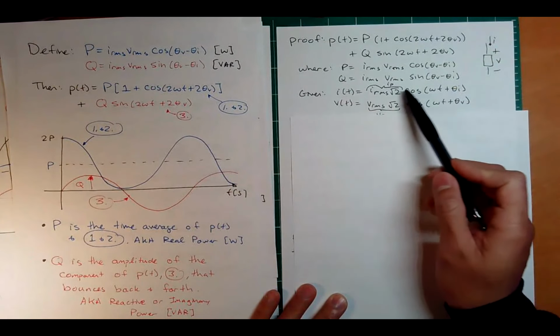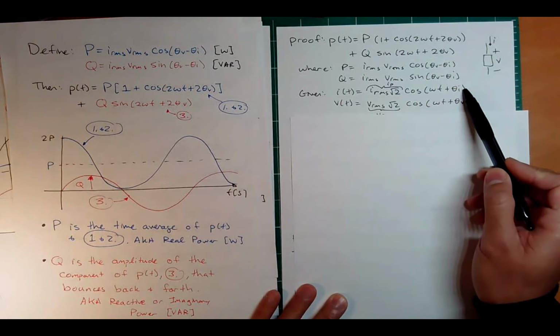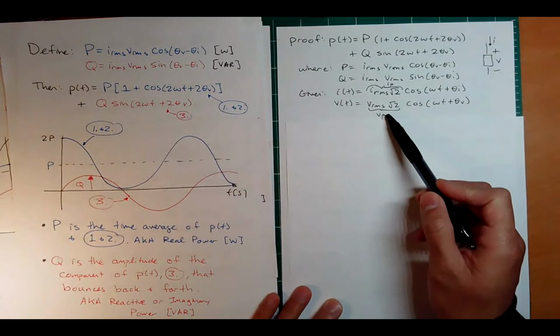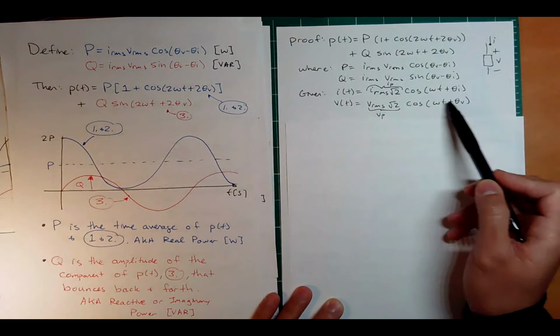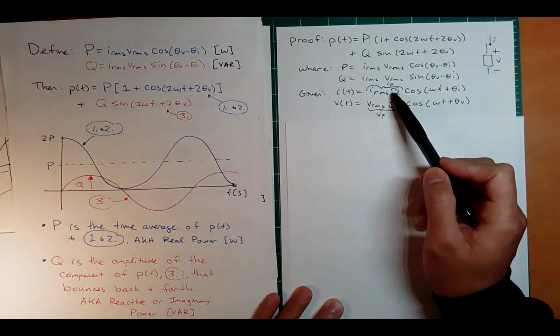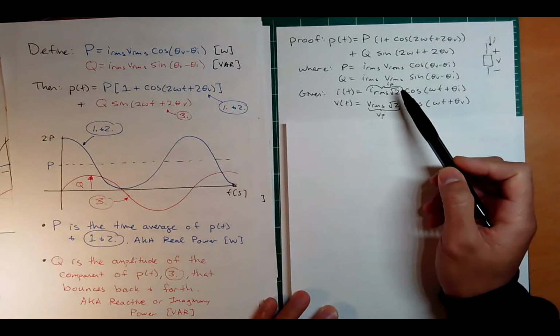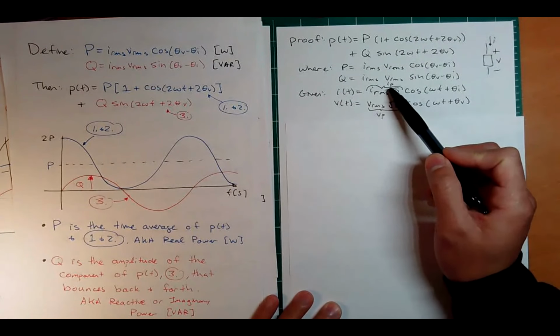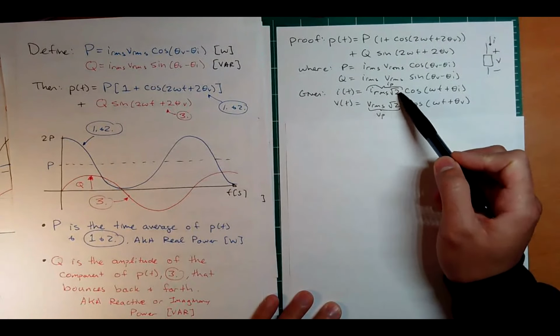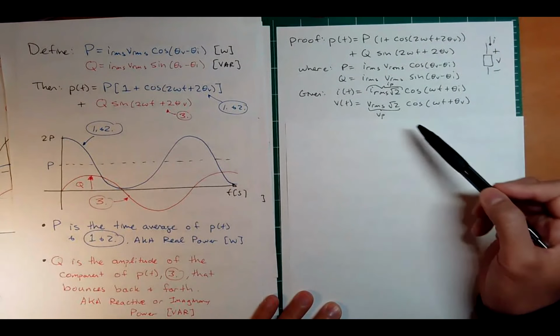I'm going to start with i(t) is IP cosine of omega t plus theta I, and v(t) is VP cosine of omega t plus theta V. And notice I already wrote it in terms of IRMS root 2, right? We did that because we know that IP divided by root 2 is IRMS. Good, so we've already handled that.